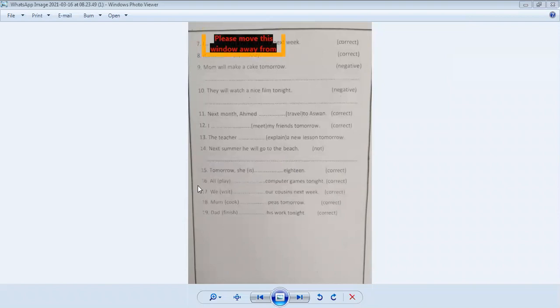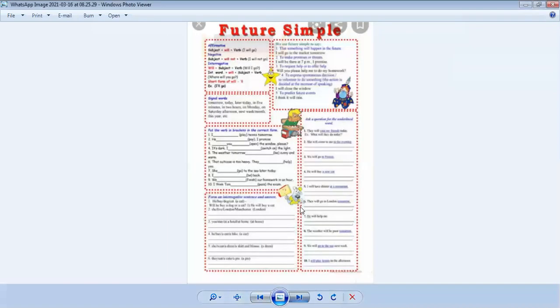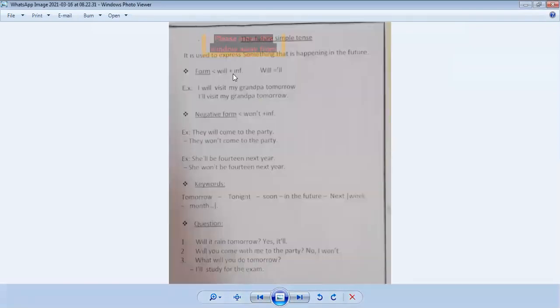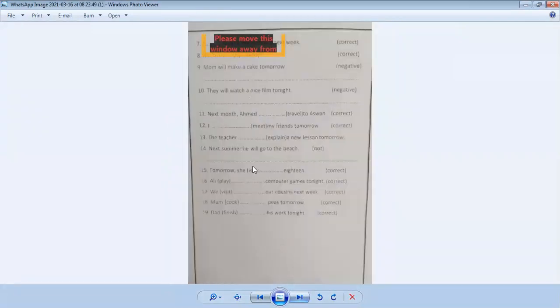Now let's move to number 15. Tomorrow is a key word for the future simple tense. Tomorrow she is 18. Oh, let's stop here. Is? How can I use is with will? We said that will takes the infinitive form. Will plus the infinitive form. So what is the infinitive form of is?